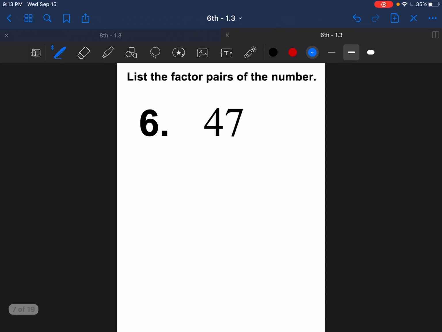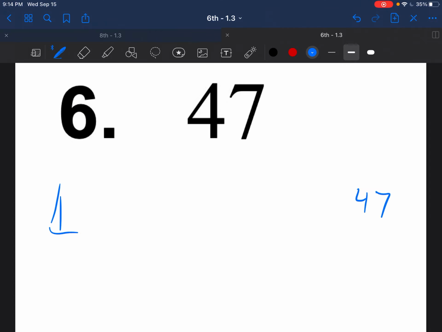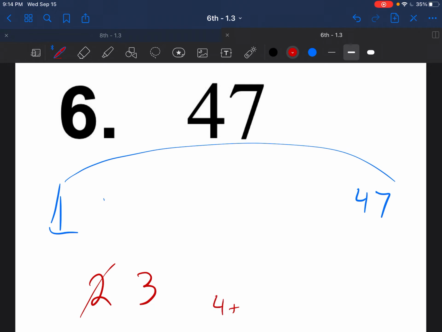We're going to try one more and see if we can figure it out. I know 1 and 47 are factor pairs, right? Does 2 go into 47? Well, it's not an even number, so no. Does 3 go into it? Well, let's see. 4 plus 7. What's 4 plus 7? That's 11. Does 3 go into 11? Nope. How about 4? Let's see.